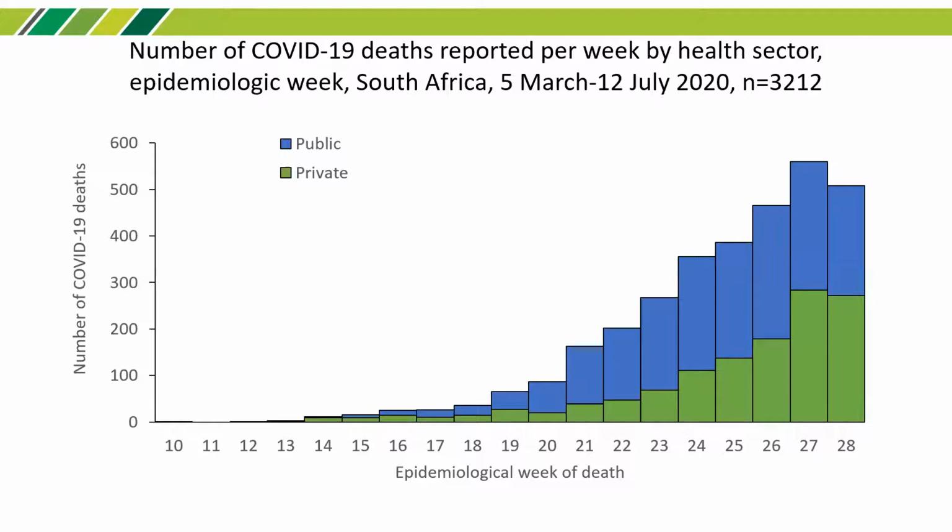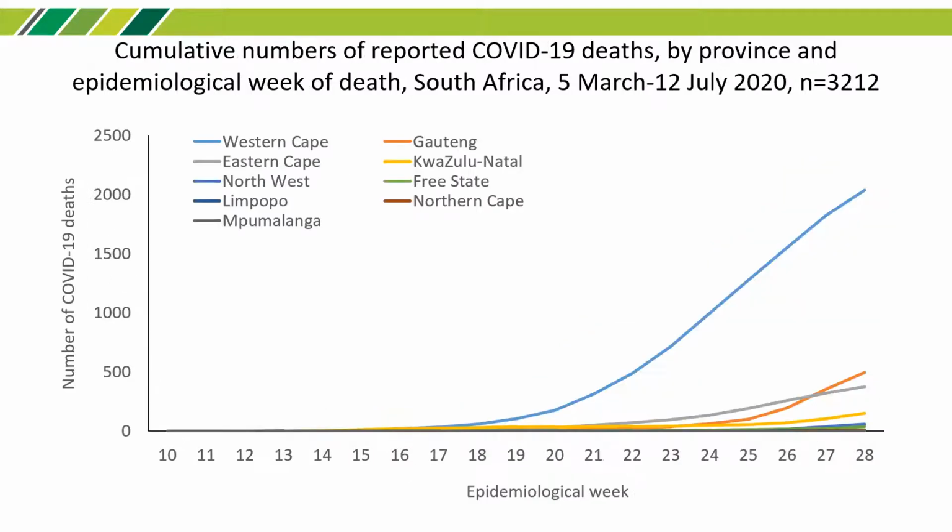This curve shows you the deaths since the beginning of the epidemic, and you'll see there's been an increase in deaths in the last few weeks, and that more of the deaths have been in the public sector. Here you will see the deaths by province, and you'll see the biggest number of deaths in the Western Cape, followed by Gauteng and the Eastern Cape.